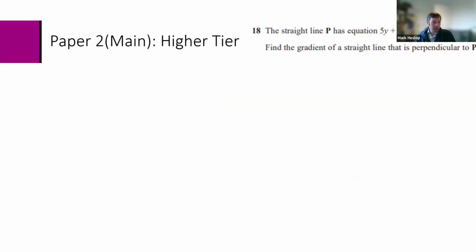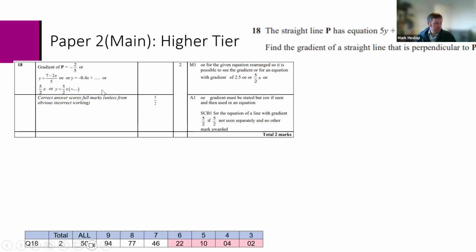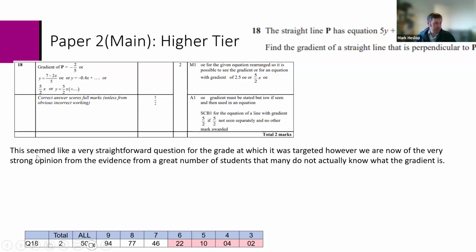So this is a question from the main papers on the higher tier. Find the gradient of a straight line that is perpendicular. Very low scoring question. And I've got some examiner's comments on here. This seemed like a very straightforward question for the grade at which it was targeted. However, we are now of a very strong opinion from the evidence from a great number of students that many do not actually know what a gradient is.